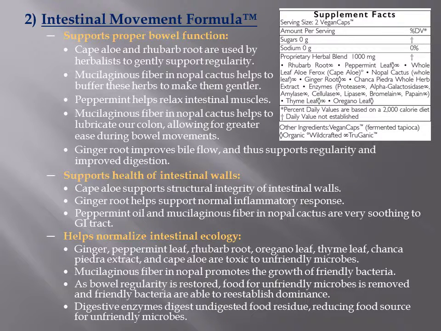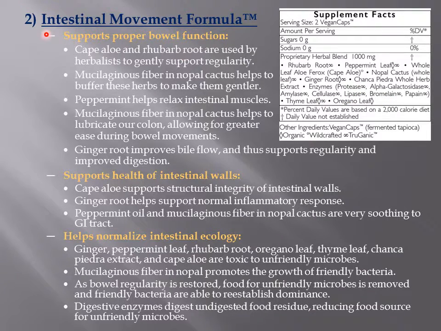So in these next two slides, we're going to talk about how intestinal movement formula supports intestinal health. And first, let's look at the supplement facts for this product. We've got a number of herbs in here. This product contains rhubarb root, peppermint leaf, whole leaf aloe ferox, also known as Cape aloe, nopal cactus leaf, ginger root, chanca piedra, enzymes, thyme, and oregano leaf.